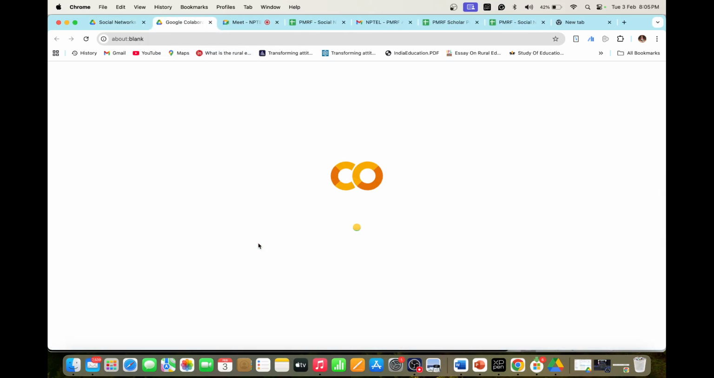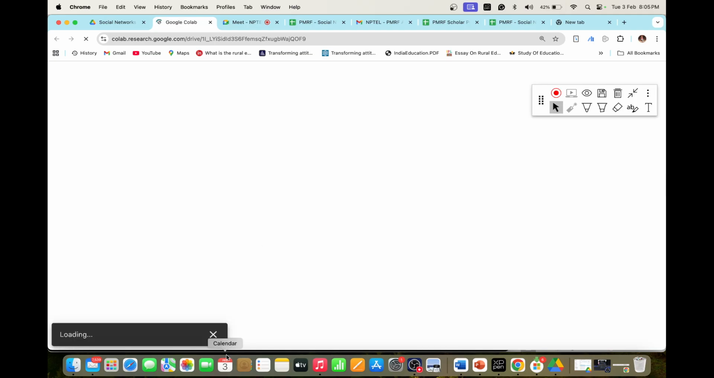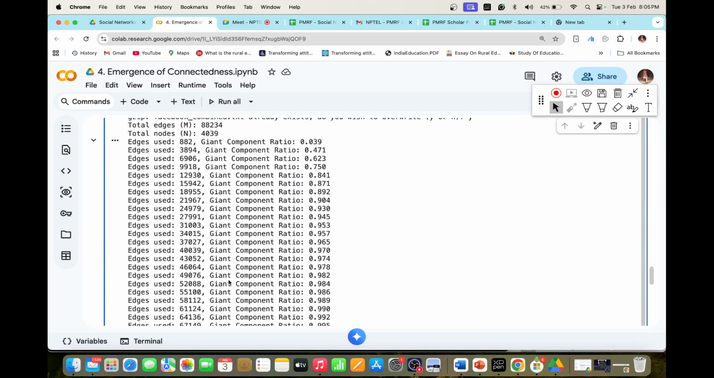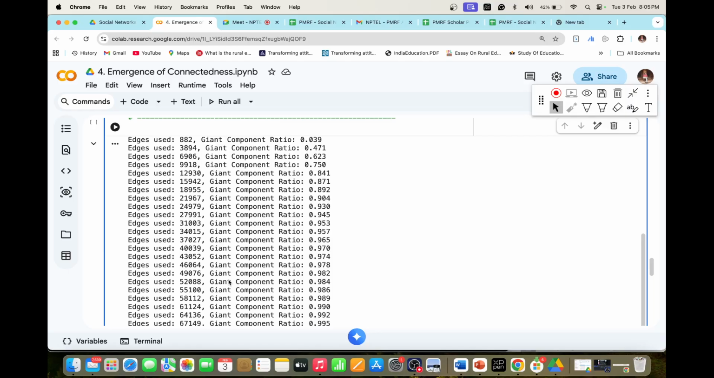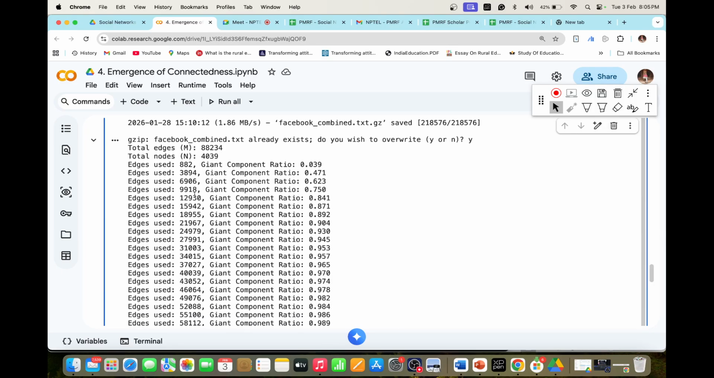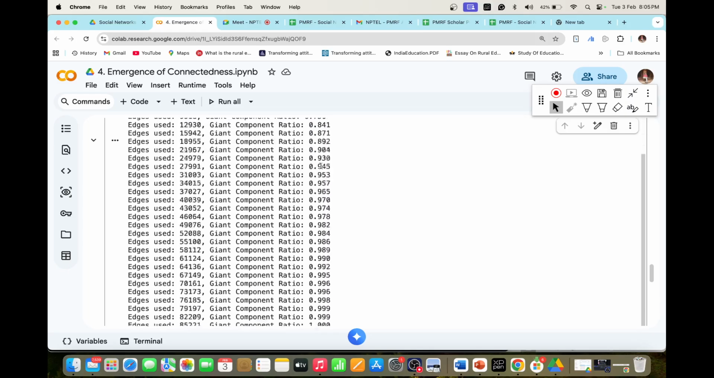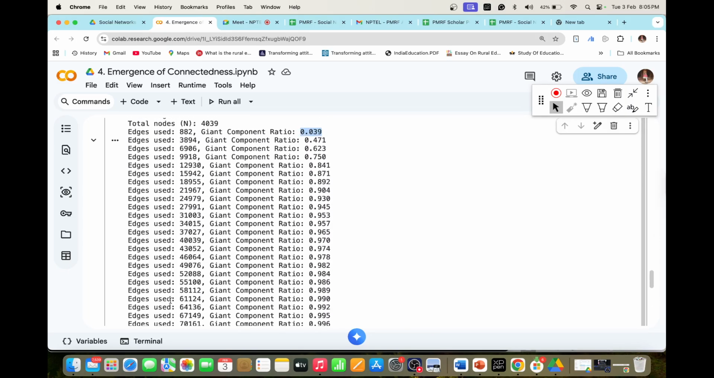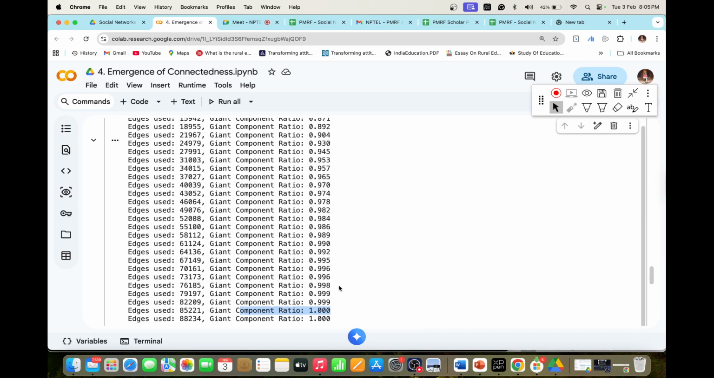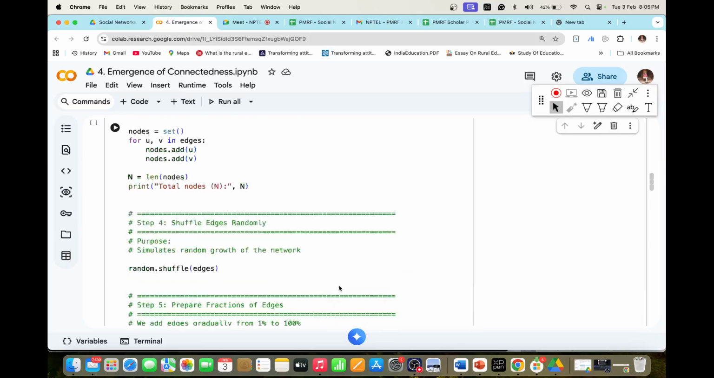And second, I have also done this emergence of connectedness. You can see over here. I did not have much time, so that is why I have done everything in a single part. You can see how, by adding nodes and edges, our giant component ratio is increasing. With 882 edges we have a component ratio of 0.039, but when we increased the edges to 85221, our component ratio reaches 1. So this is emergence of connectedness. Again, you can see this code.